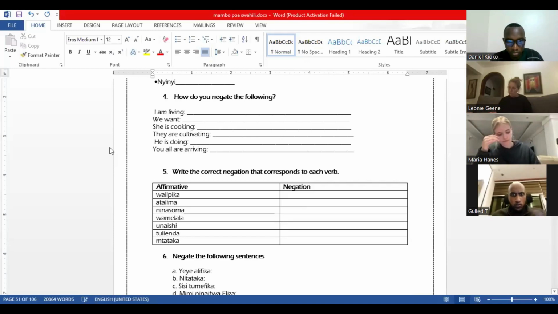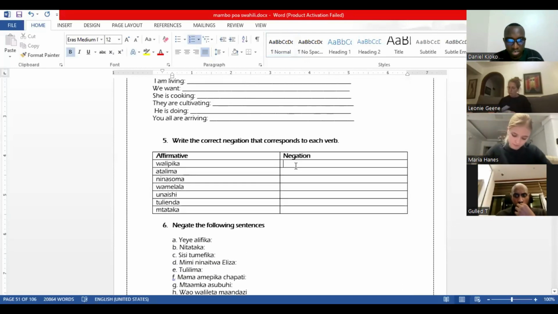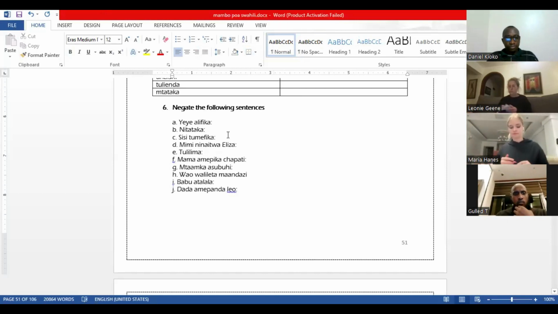We have another. Let's negate this one. We're going to negate page 51, question 6, and then go back to monosyllabics real quick. The other you can do by yourself later. I want us to do this one because we'll also be doing some little translation. Yeye alifika. Hakufika. Yeye hakufika. Ndio.